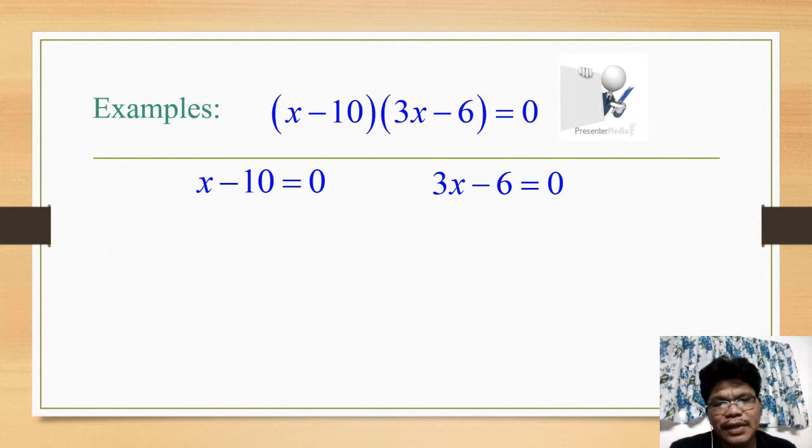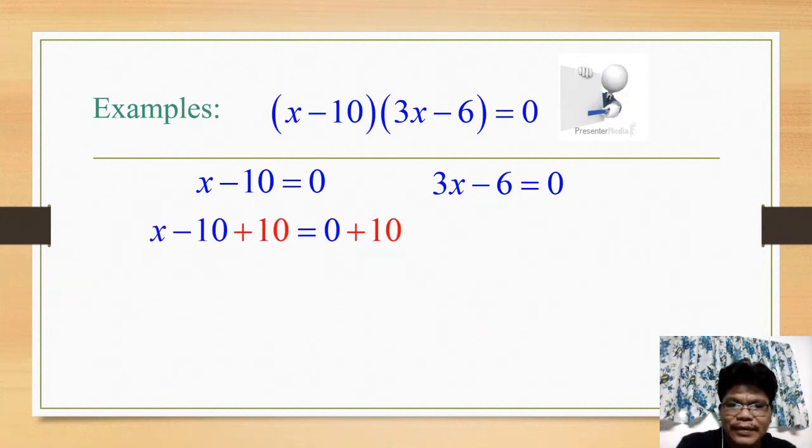Now, how to solve now linear equation? Now, let us start from the first one, x minus 10 equals 0. Now, ang objective natin ay ma-solve natin ang value ng x, this one. But in this example, meron tayong negative 10. So, we're going to apply now addition property of equality. So, meaning, we're going to add now x minus 10 plus 10 equals 0 plus 10. So, add both sides by 10. So, that is addition property of equality. Now, the other one, we have now 3x minus 6. Ganun din.